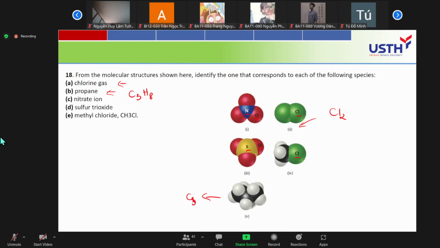with 1, 2, 3 carbons and 1, 2, 3, 4, 5, 6, 7, oh sorry, 5, 6, 7, and 8 hydrogens. Okay. Nitrate ions have the structure NO3 minus. So this one contains 1 nitrogen and 3 oxygens. So this one is nitrate.